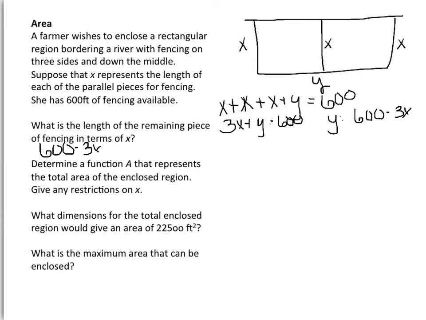Determine a function A that represents the total area of the enclosed region and give any restrictions on x. So we know that area is length times width. So in this case, it would be x times y. Or we could say it's x times 600 minus 3x.